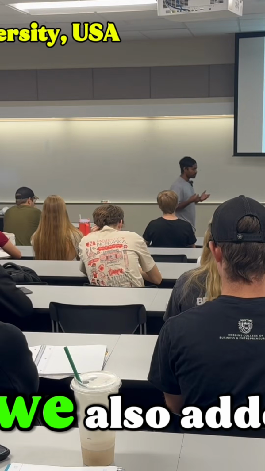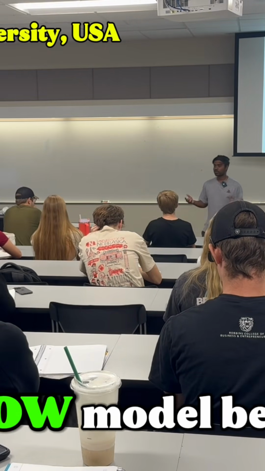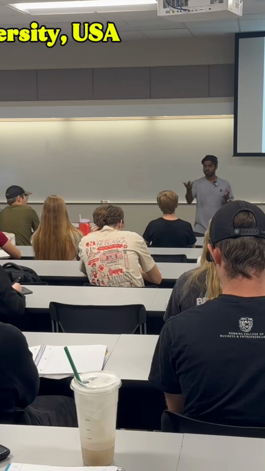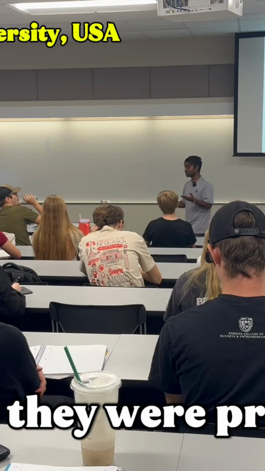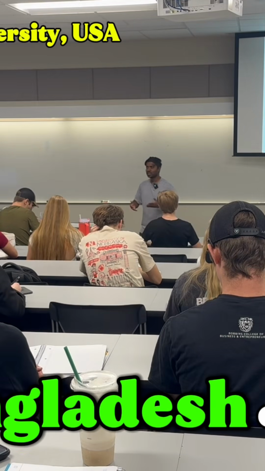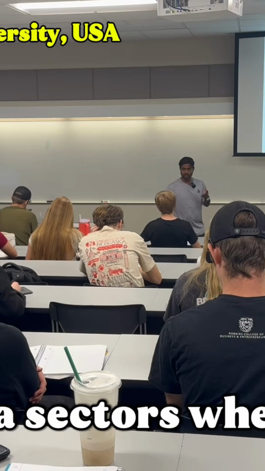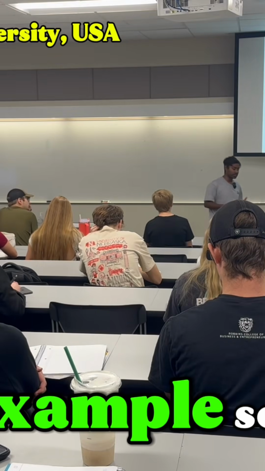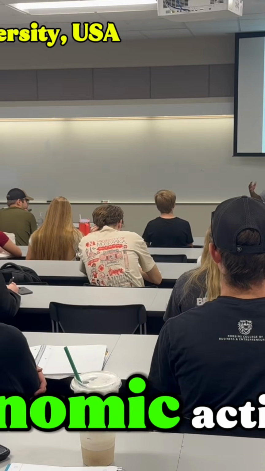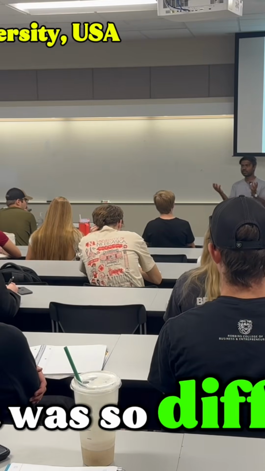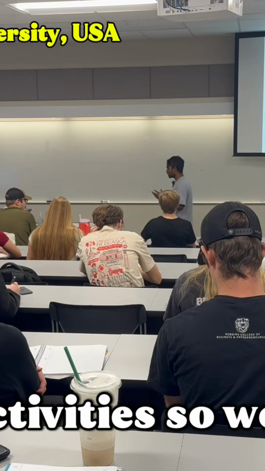Then we also added exports and imports in our circular flow model, because most of our t-shirts maybe are not produced in the US, maybe they were produced in China, maybe in Bangladesh. Then we also introduced financial sectors, where we had banks, for example. So now if you want to calculate or track down all the economic activities there, it was so difficult, right? So many players, so many directions of activities.